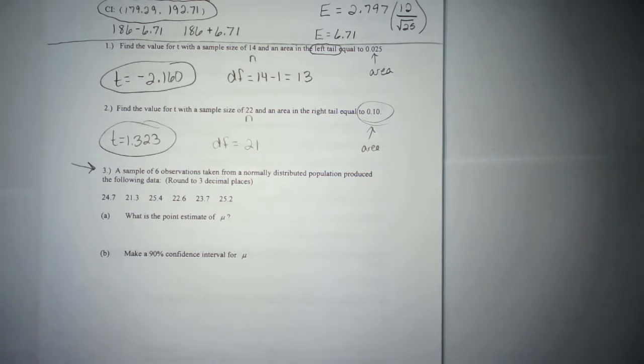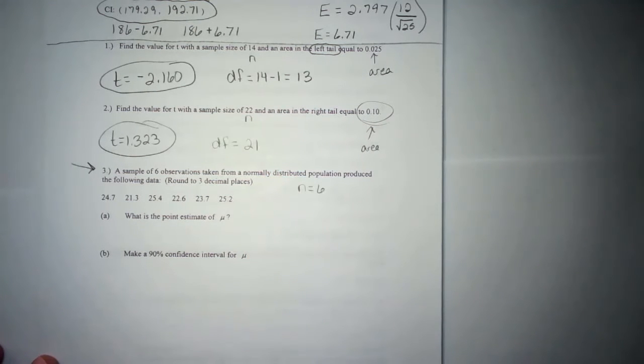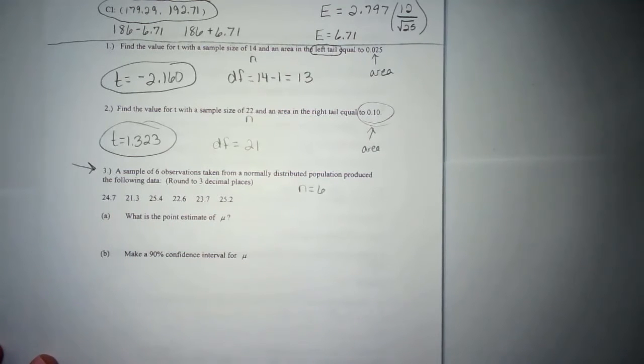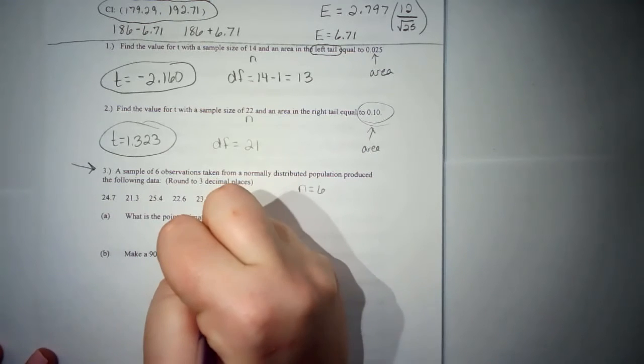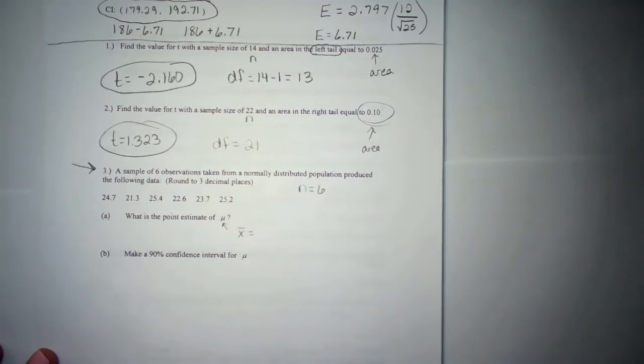Let's see. A sample of 6 observations, we hadn't had that in a while, so our n is 6, taken from a normally distributed population, produced this data. Bam, there's your data. A says, what is the point estimate of mu? Well, the point estimate of mu is x bar. That's our mean. It didn't give us a mean. B says, make a 90% confidence interval for mu.